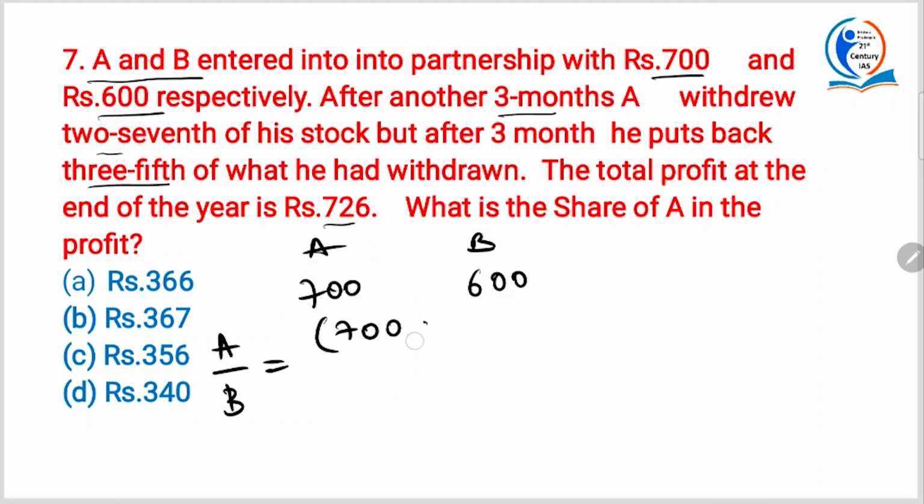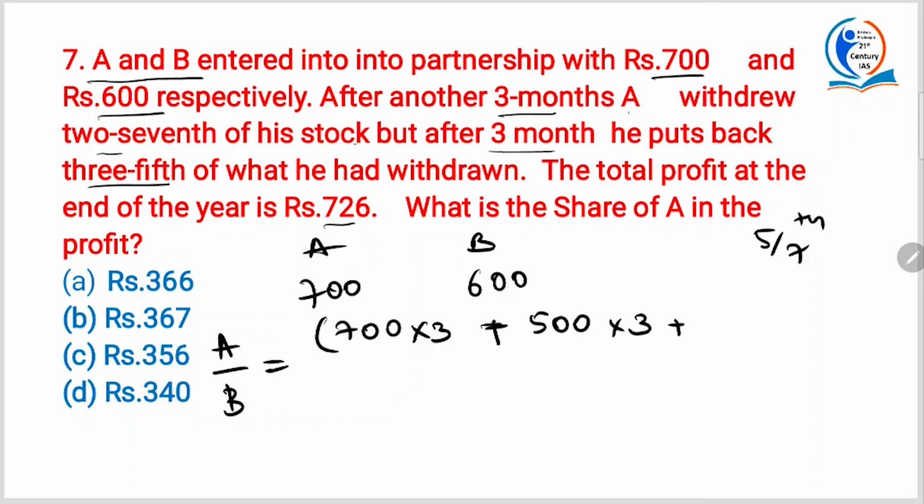For the first 3 months, it was 700. What happened after 3 months? A withdrew 2/7 of his stock, which means how much is left over? 5/7 is left over. What is 5/7 of 700? 5 parts of 7 parts of 700. It is 500, which was invested for 3 months, because after 3 months again he's making some changes.